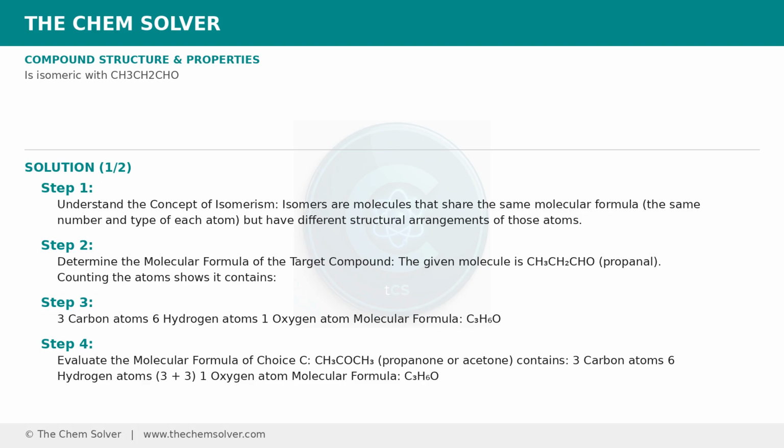Understand the concept of isomerism. Isomers are molecules that share the same molecular formula, the same number and type of each atom, but have different structural arrangements of those atoms.